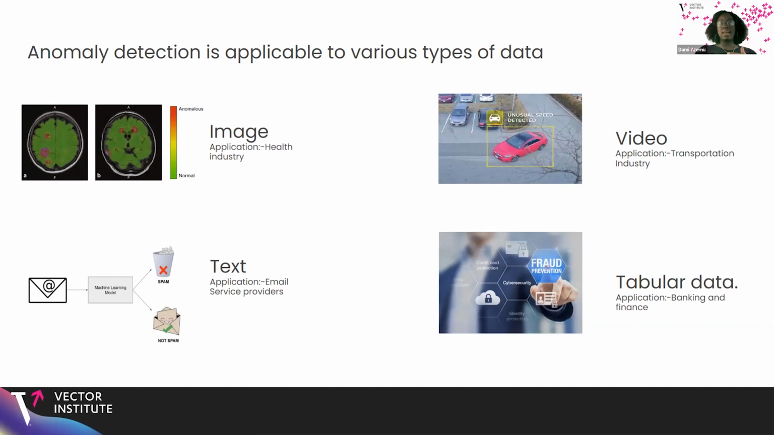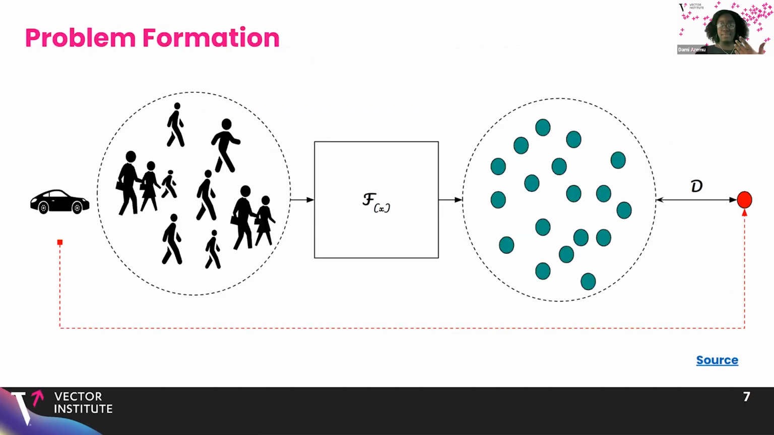Anomaly detection is applicable with various types of data. We have image data, like in the health industry for brain scans. We have video data that can be used in the transportation industry. We have text data that are used by email service providers. And lastly, we have tabular data that can be used for fraud detection in banking and finance.